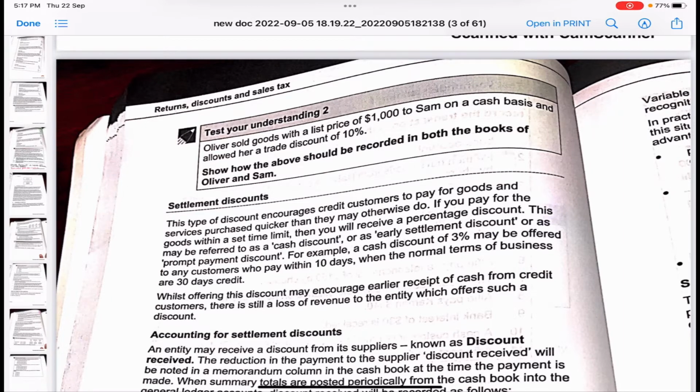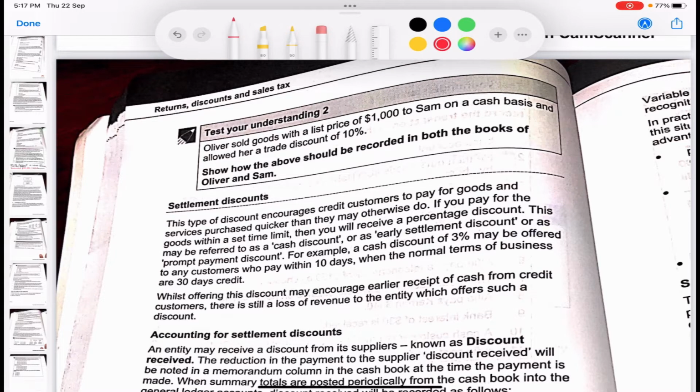What is the value? It is $1,000. And what is the trade discount? Trade discount is 10%. And what is 10% of $1,000? 10% of $1,000 is nothing but $100. So we know that $100 is the trade discount. So how are we going to record this?